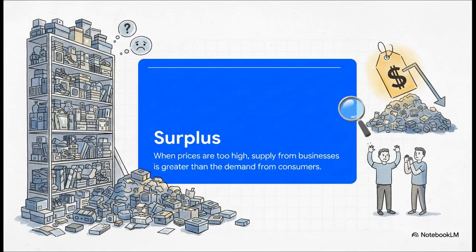And of course, the exact opposite happens when a price is too high. You get a surplus. This is when businesses produce a whole bunch of something, expecting to make big profits, but we, the consumers, look at that price tag and go, no thanks. And what's the result? Piles of stuff just sitting on shelves waiting for a clearance sale.